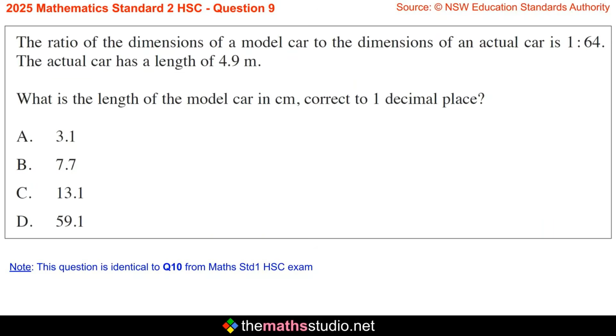Question 9. The ratio of the dimensions of a model car to the dimensions of an actual car is 1 to 64. The actual car has a length of 4.9 meters. What is the length of the model car in centimeters, correct to 1 decimal place?